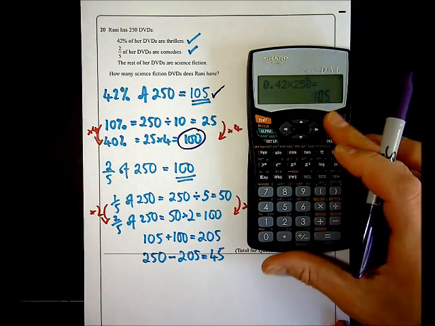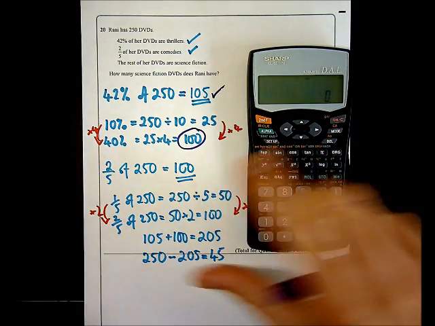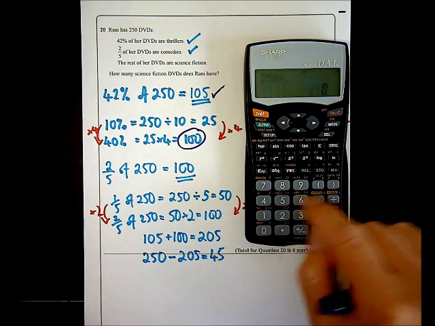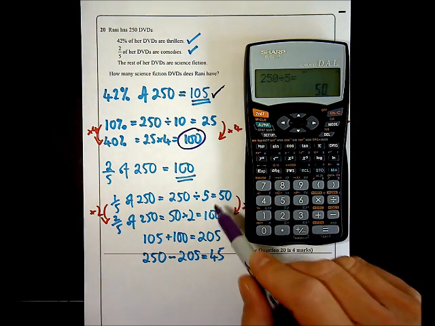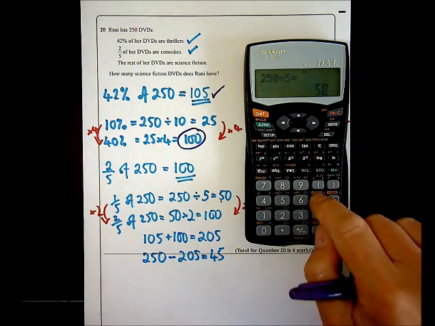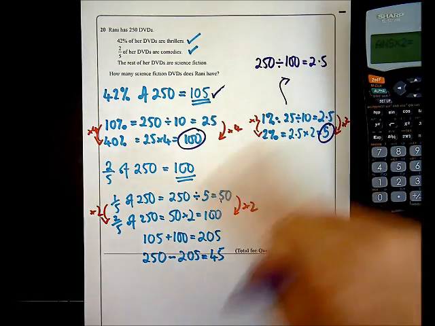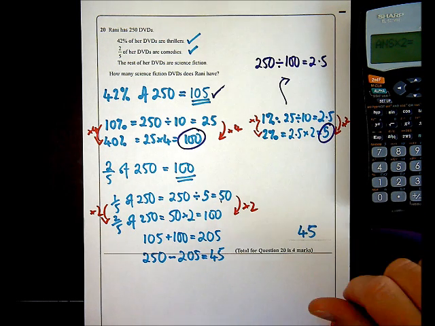And similarly, I could use my calculator to work out this piece. So I want 1/5 of 250, so I'm going to do 250 divided by 5. There's my 1/5, my 50. And if I want 2/5, I can times by 2, and that's 100. So we've shown how to do it without a calculator and also with a calculator.